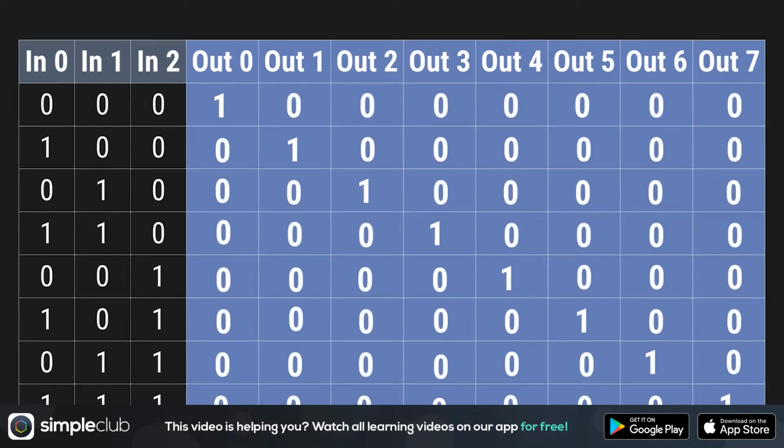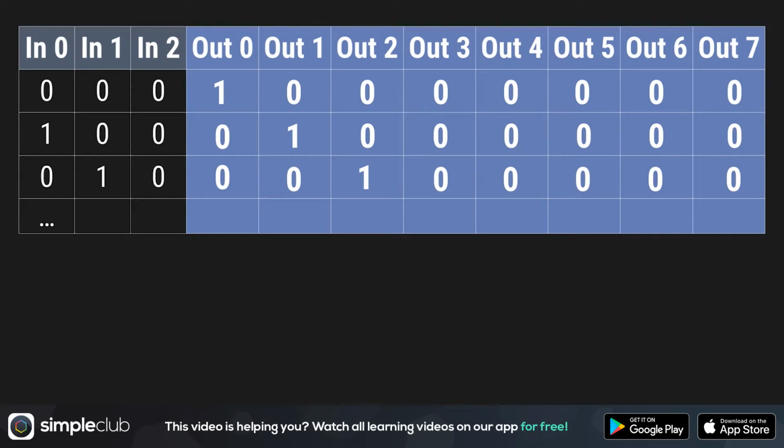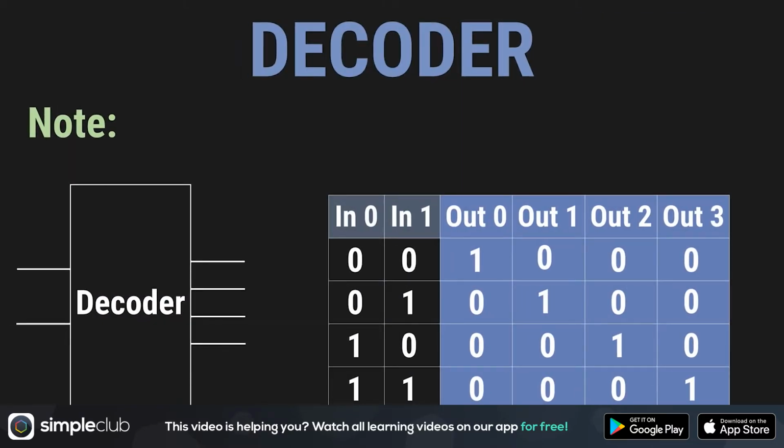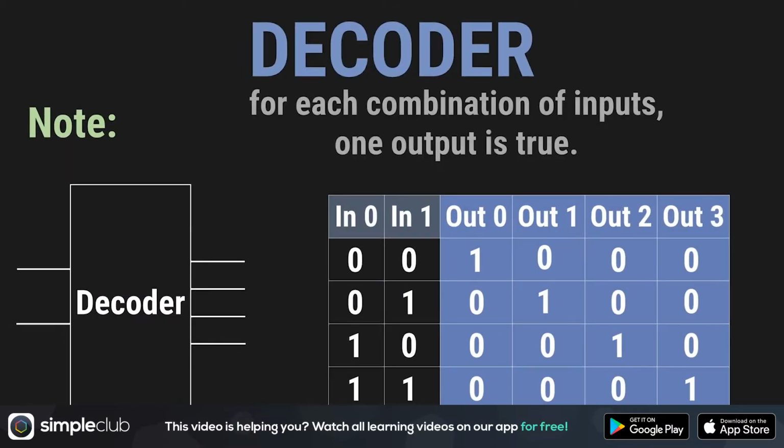If you want, you can define the whole thing using functions. Inputs are indicated with a capital I. So now the output, out 0, looks something like this. Out 0 is equal to not I0, not I1, not I2. Out 1 would then be I0, not I1, not I2. And it's really easy to get the rest of them by looking at the truth table. So what you might want to remember is, when you have a decoder, for each combination of inputs, there is exactly one output that's true. All other outputs are false.